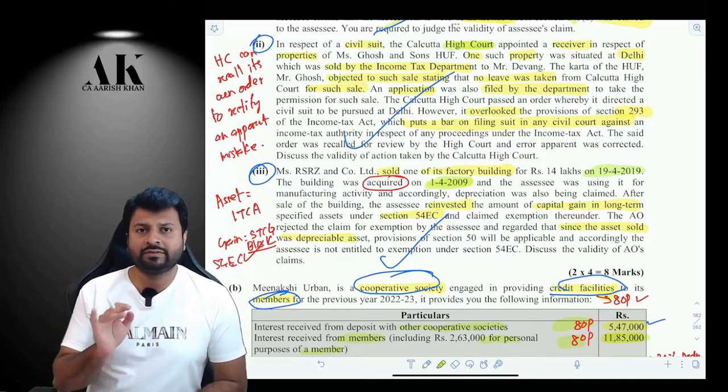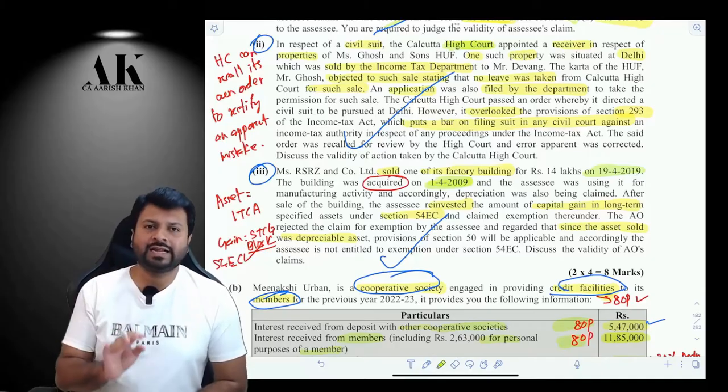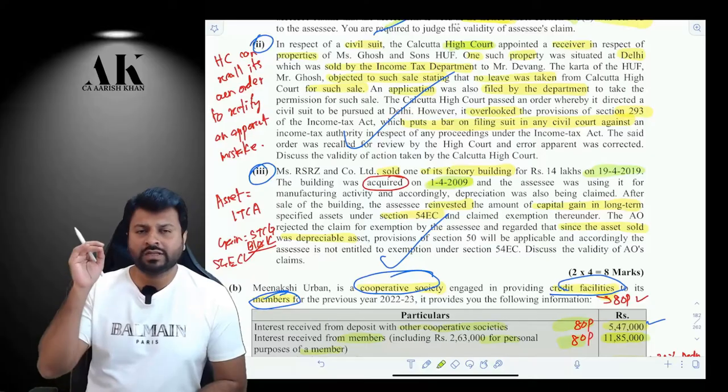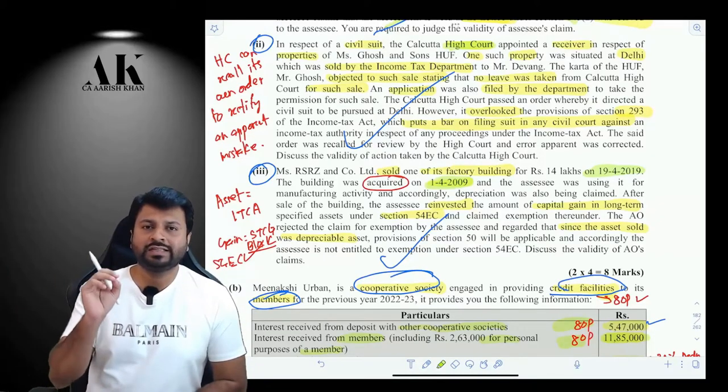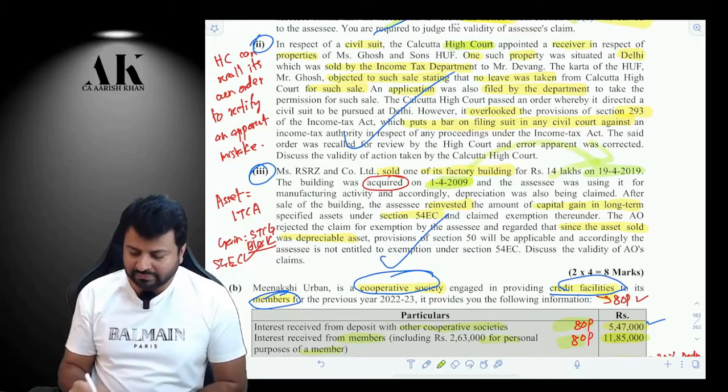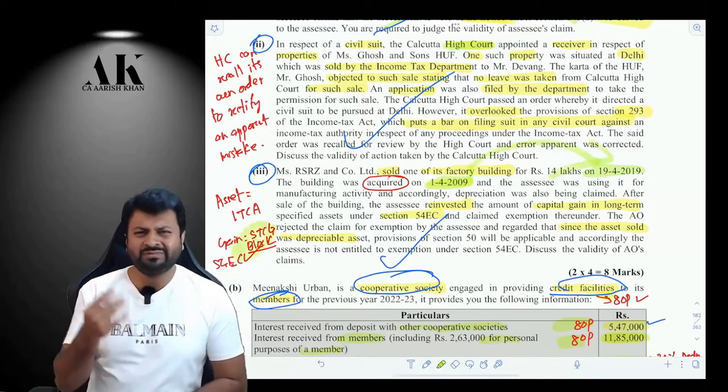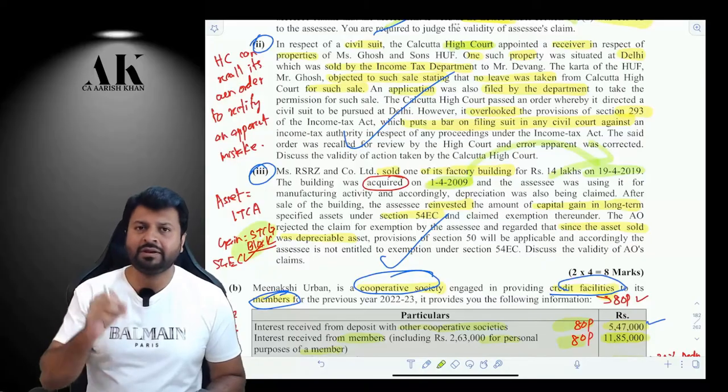Whether SSE can claim 54EC? Yes. 54EC says that the asset should be long term. It does not say the gain should be long term. The gain can be short term, the gain can be long term. 54EC is not interested in that. 54EC is only interested in the nature of the asset. If the asset is long term, 54EC is available. If the gain is short term, it doesn't matter. 54EC can be claimed in this particular case.